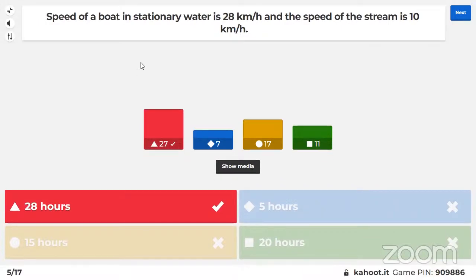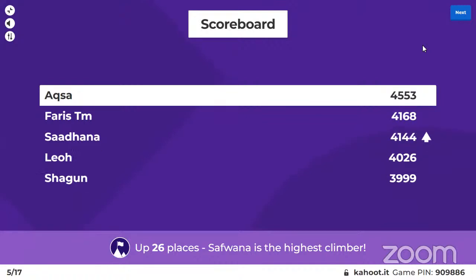I think that is a relatively easier question that had come up. 28 hours is the right answer. I think most of you have got it correctly also. 27 of you have got it correctly. Let's take a look at the scoreboards. Aqsa still remains there. Aqsa and Faris remain on top, followed by Saadhana, Leo, and Shagun. Let's see whether in the coming questions they are going to settle themselves in the top 5, or is anyone going to break into the top 5 from the bottom?